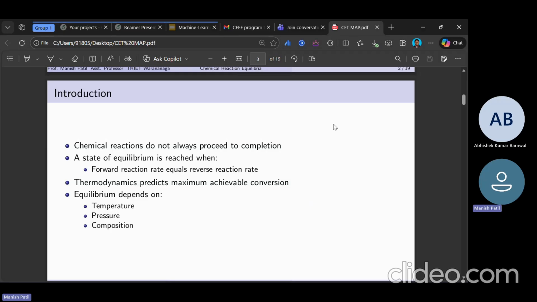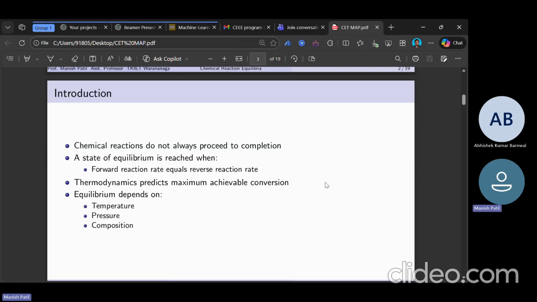So kinetics tells us how fast a reaction occurs, but thermodynamics tells us the limit. Chemical reaction equilibrium deals with the study of the final state attained by reversible chemical reactions. Equilibrium depends on temperature, pressure, and composition.